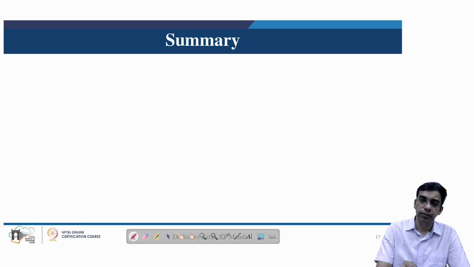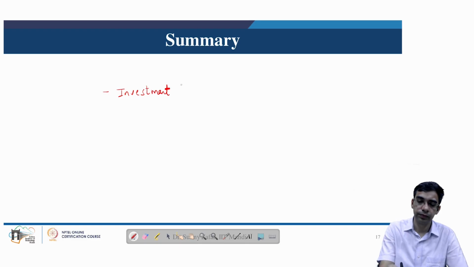So with this we come to the end of this lesson. Now we will summarize what things are covered. We have looked at the investment casting for steam turbine blades.